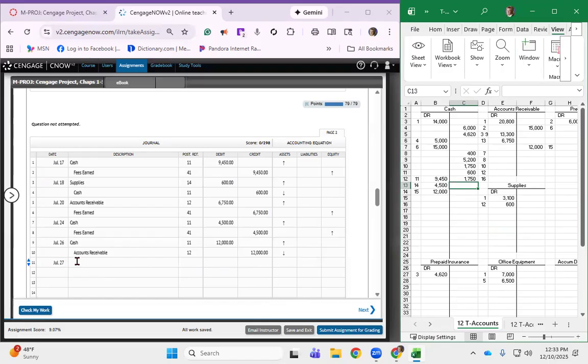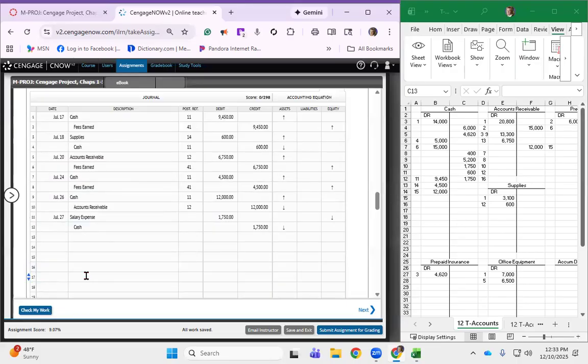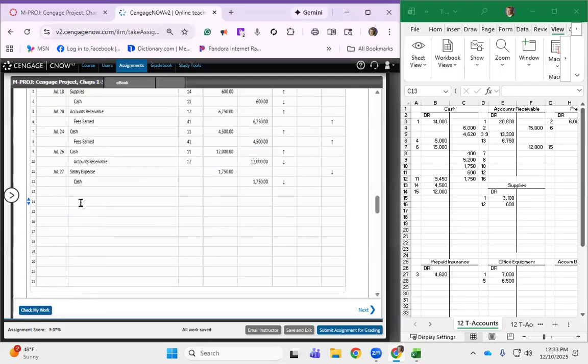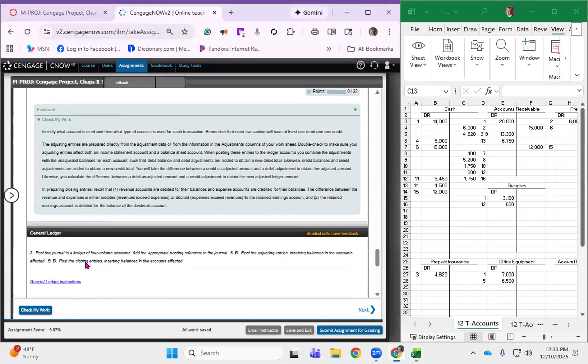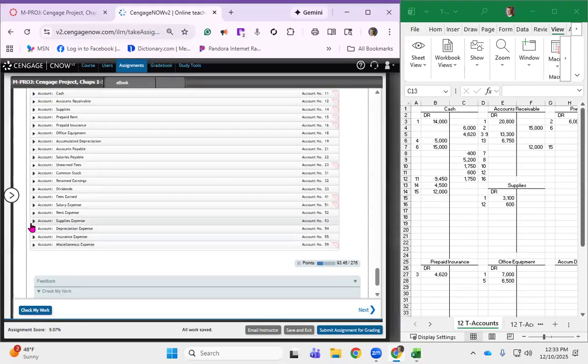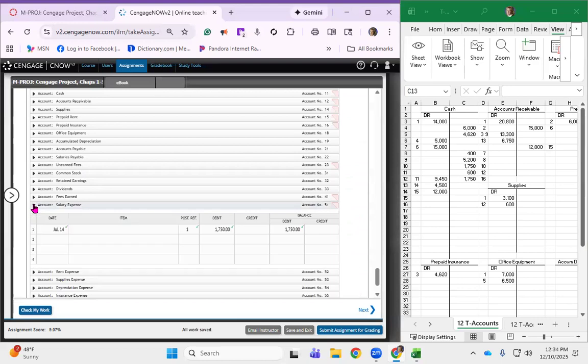All right. So let's go ahead and put this in. Salary expense 1750 and cash goes down 1750 for paying her. Okay, we are ready now to post to our journal. So let's go to salary expense. Salary expense, not supplies expense. Put in the date, July 27th, page 2, 1750.